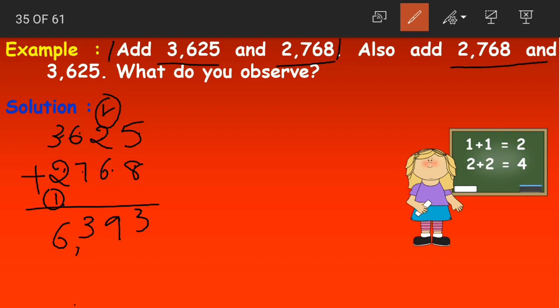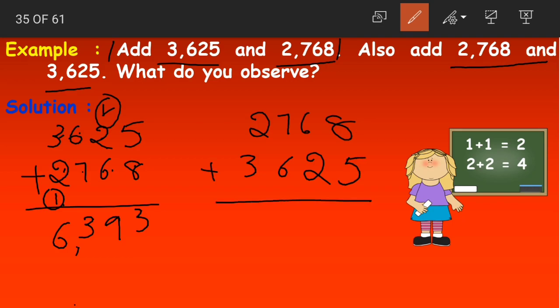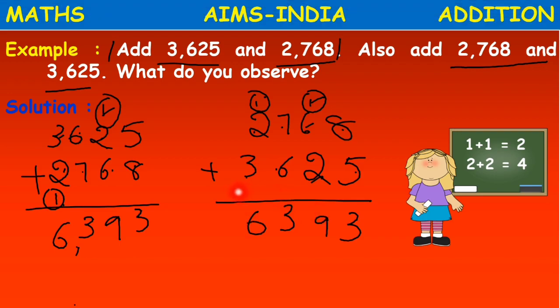Add 2768 and 3625. Yes, add. 8 plus 5 becomes 13, 1 gets carried, 6 plus 1 becomes 7, 7 plus 2 becomes 9, 7 plus 6 again becomes 13, 1 gets carried, 1 plus 2 becomes 3 and 3 plus 3 becomes 6. See, what did we do?